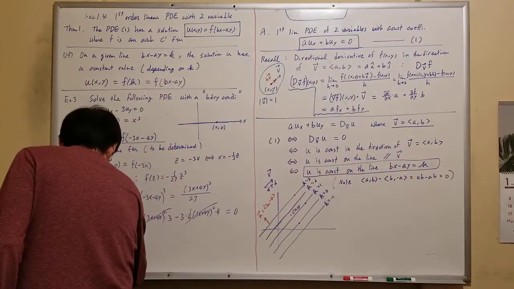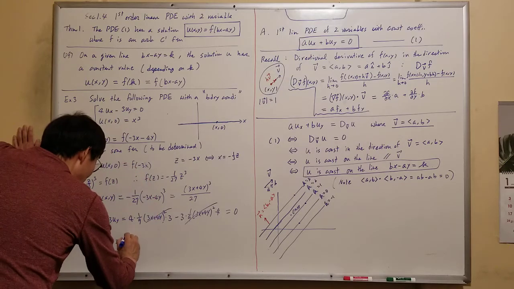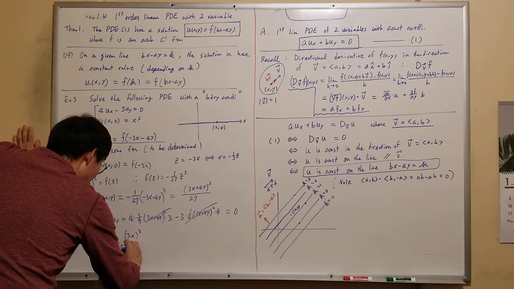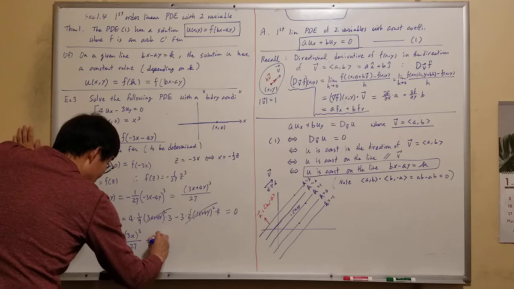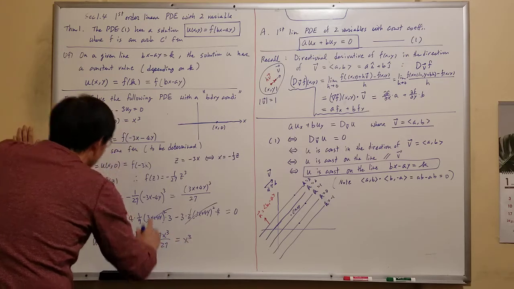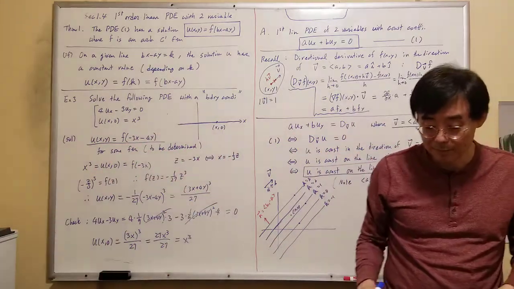Moreover, if you put y is 0, u of x0, what is it? 3x to the third power over 27. Yeah, that is 27x cubed over 27. Indeed, it becomes x cubed. Okay?